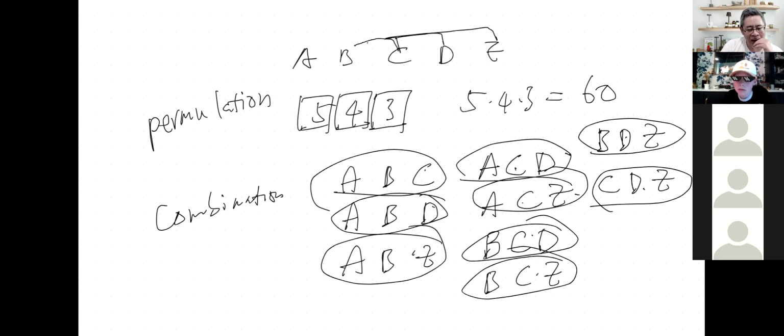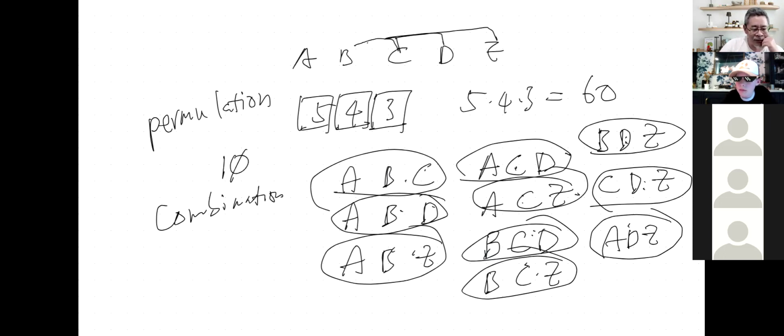Let's see. A, B, C, A, B, D, A, B, Z, A, C, D, A, C, Z, and oh, there is A, D, Z. I missed that one. That's different. And once we chose that, we got B, C, D, B, C, Z, then B, D, Z. We got that. Okay. How many? 1, 2, 3, 4, 5, 6, 7, 8, 9, 10. So we know it's getting a lot smaller. But what's the formula here?